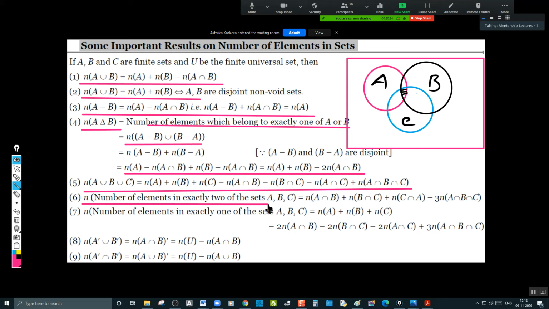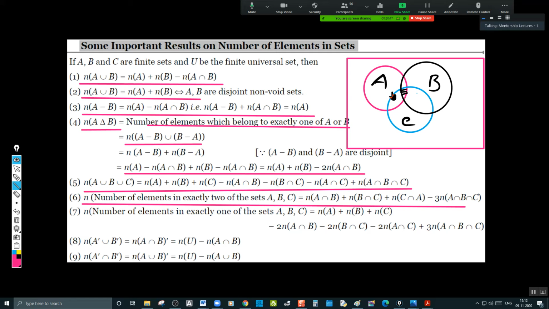Similarly, the number of elements in exactly two of the sets, only two sets, A and B, B and C, or C and A, is N of A intersection B plus N of B intersection C plus N of C intersection A minus 3 N of A intersection B intersection C. How do you understand this?